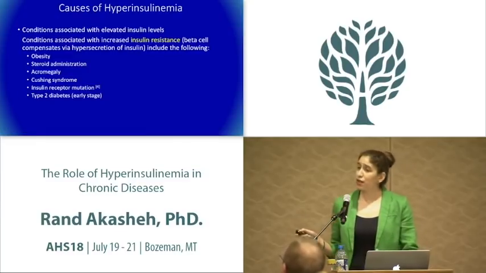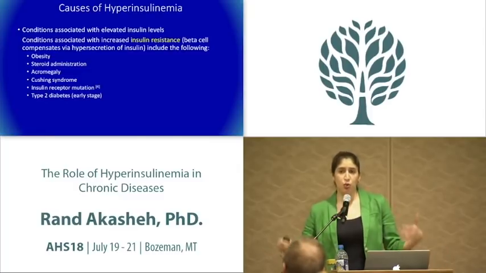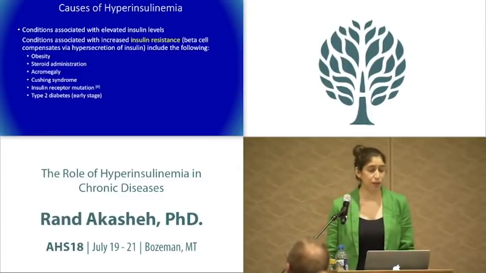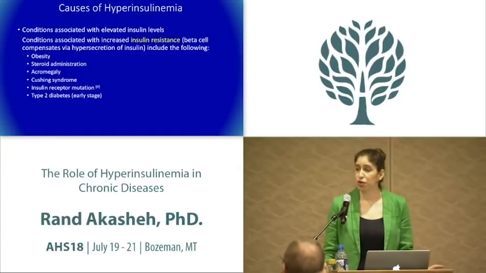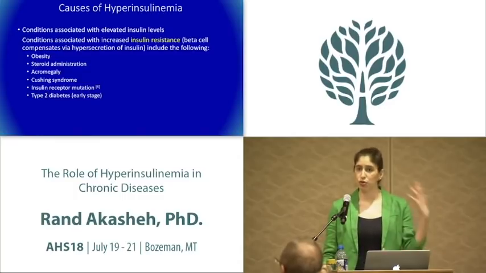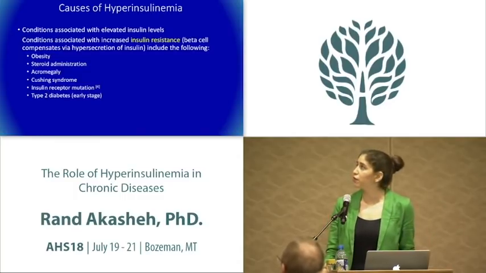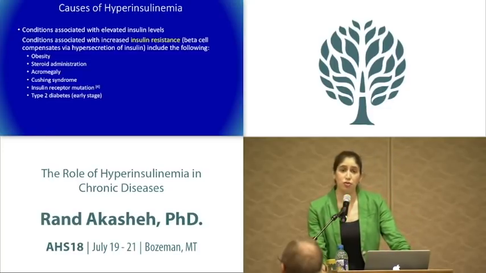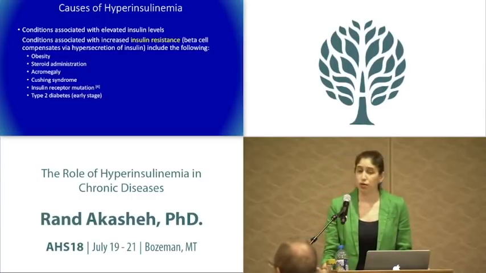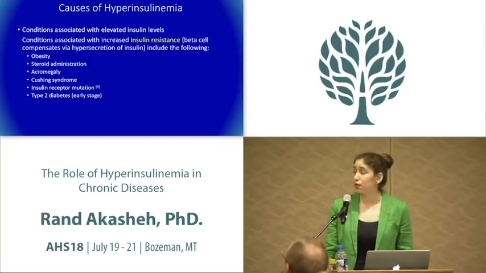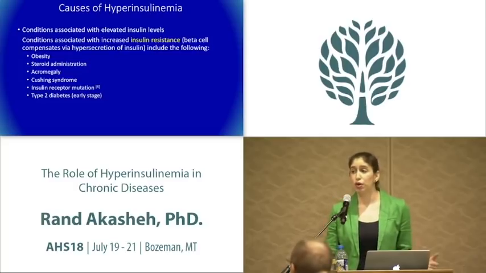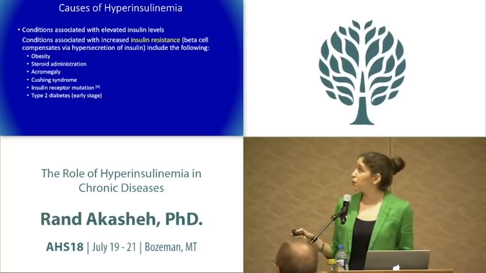And then we have conditions that are rather associated, because they're chronic, we like to call them associated with hyperinsulinemia. These would be obesity, steroid administration like glucocorticoids, because they're counter-regulatory hormones, they induce insulin resistance and drive insulin secretion, acromegaly, Cushing syndrome, insulin receptor mutations, which are rare, of course, and last but not least, type 2 diabetes. And of course, obesity and type 2 diabetes are the most prevalent causes or related factors to hyperinsulinemia.